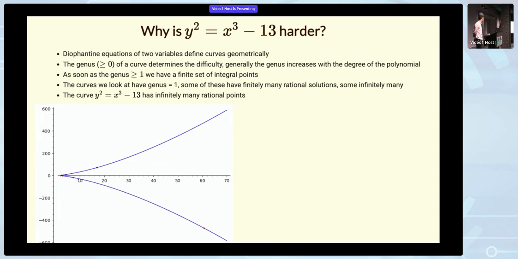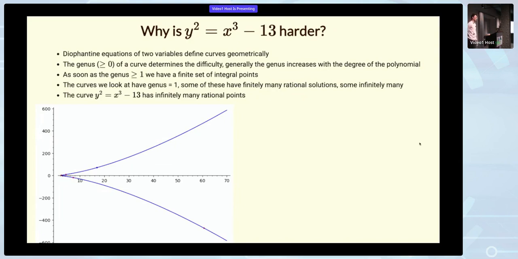So this is a plot of the curve here. And maybe, in tiny, you can see that there are some red points and some blue points. Maybe it's a little bit hard to see, but that's a blue point. That's the integral point, 17, 70. And these red points are rational points. So these are rational solutions to this equation that aren't integral.